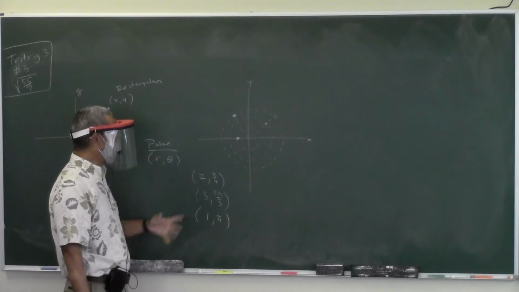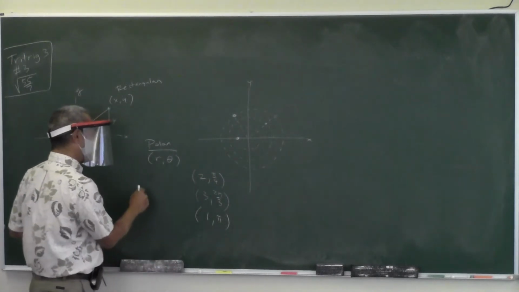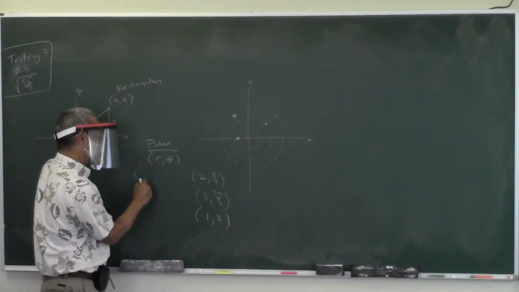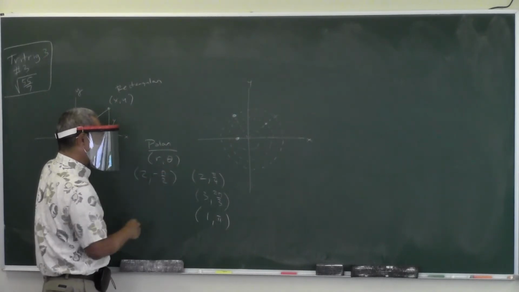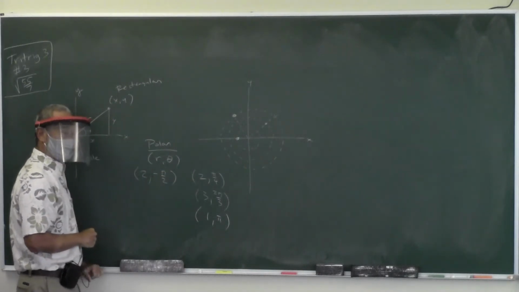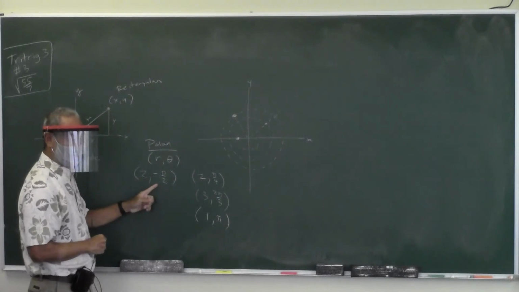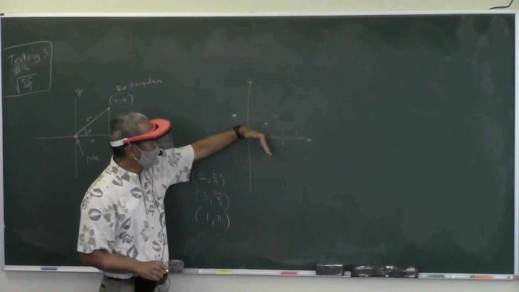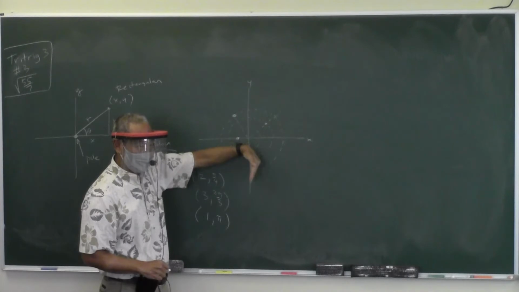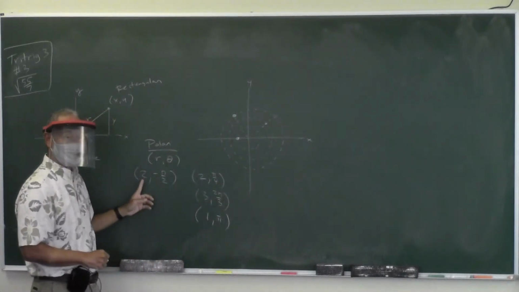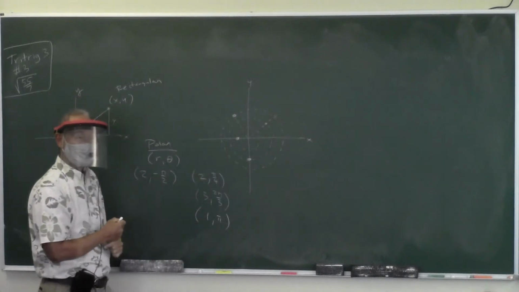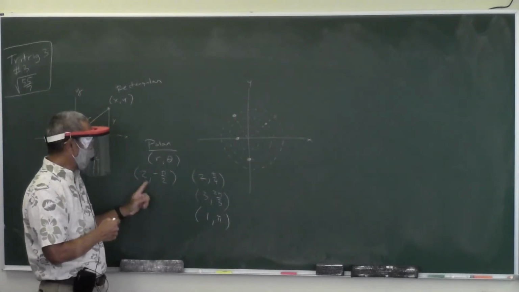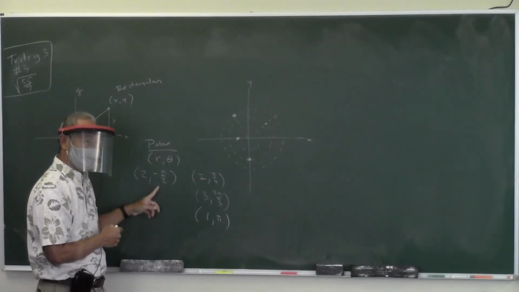Now, let's do some negative angles. What about 2 comma negative pi over 2? So measure off an angle of negative pi over 2, so that means go clockwise 90 degrees. And in that direction, you go 2 units. So 1, 2, right there. So you have to go that many units in this direction.